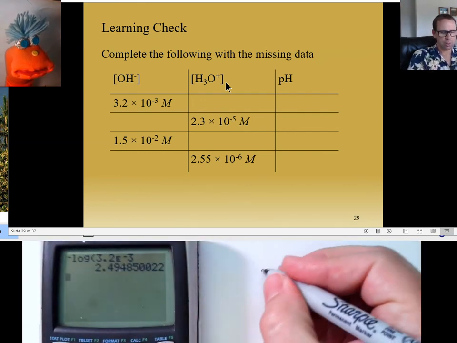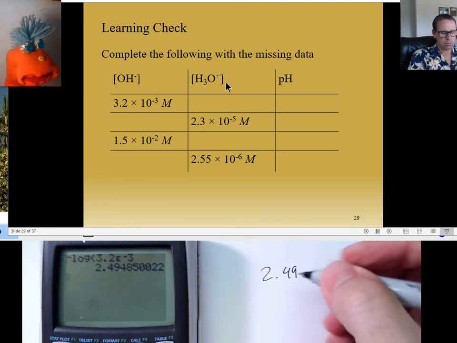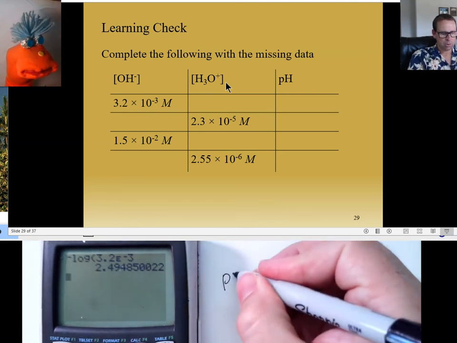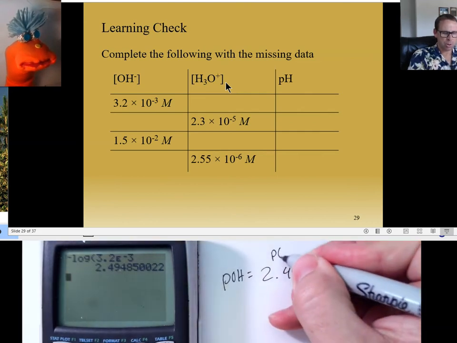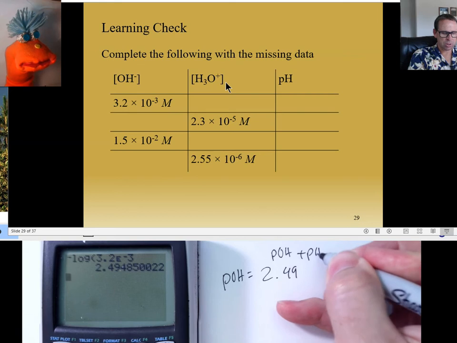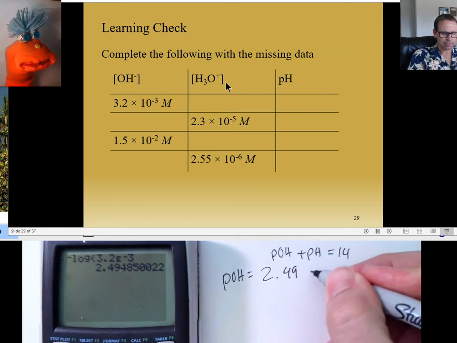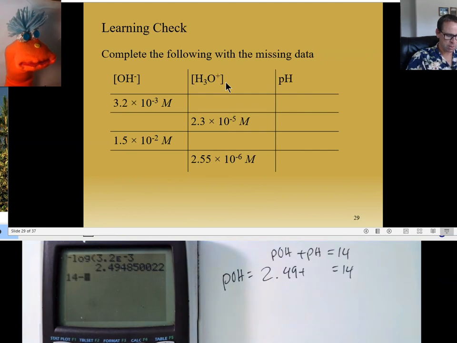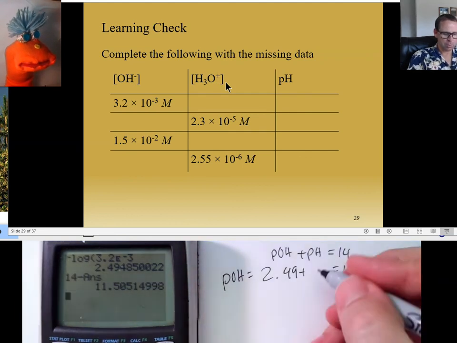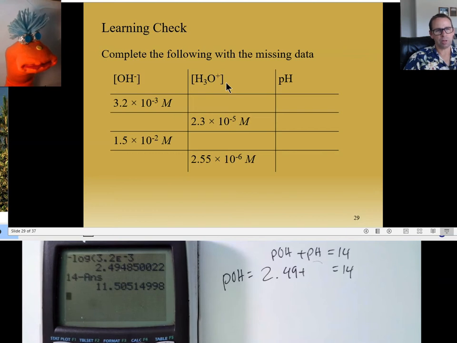So what is that 2.49? That's the negative log. That's the pOH, right? Okay, very good. That's the negative log of the hydroxide ion concentration. That's the pOH. So 14 minus that should be the pH, right? That's right. pOH plus pH equals 14. So 14 minus that value should be our pH, which is 11.5.